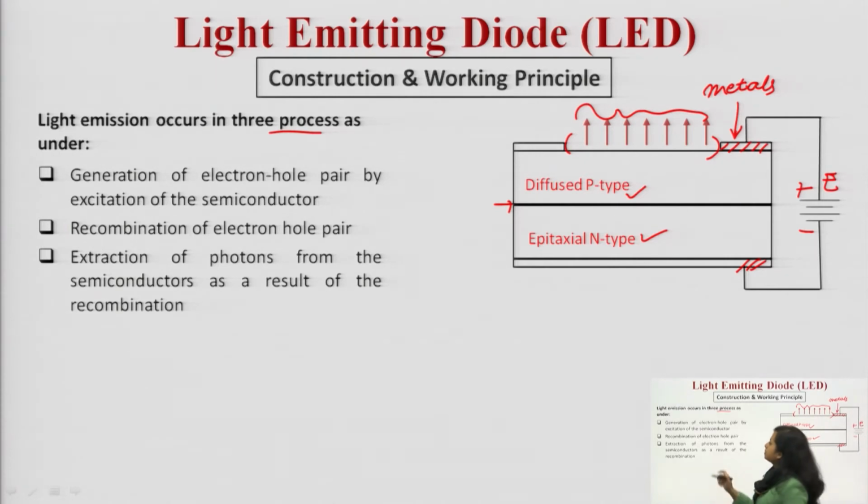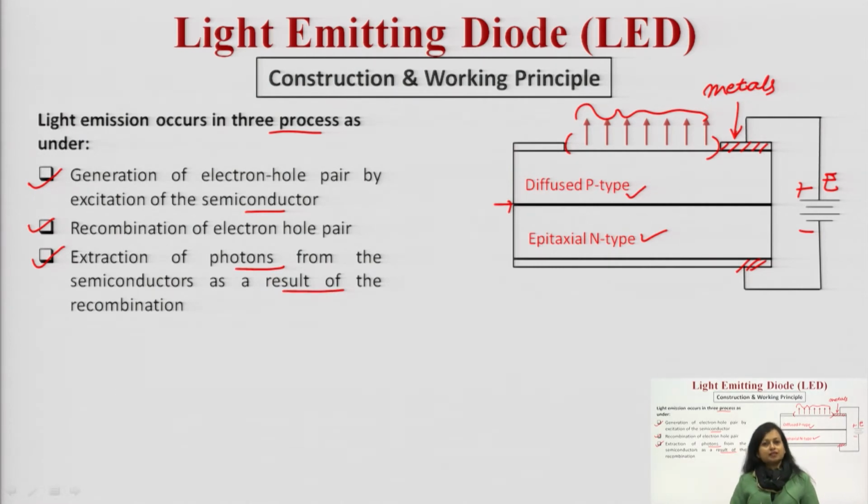What are these processes? First is what? Generation of electron hole pair. And how does the generation of electron hole pairs take place? It is because of the excitation of the semiconductor. This is one step, which is the generation, and the second is the recombination of the electron hole pair, where the electrons and holes recombine. And the third is the extraction of photons from the semiconductor because of the recombination.